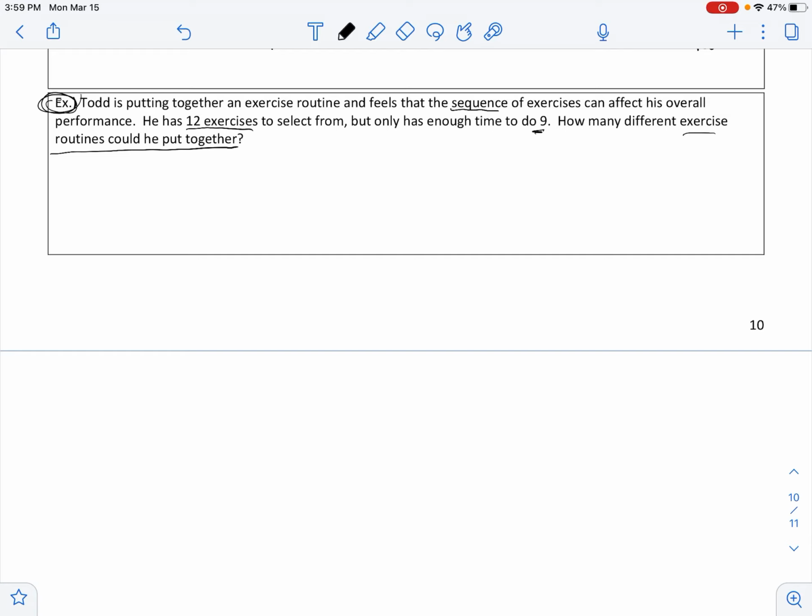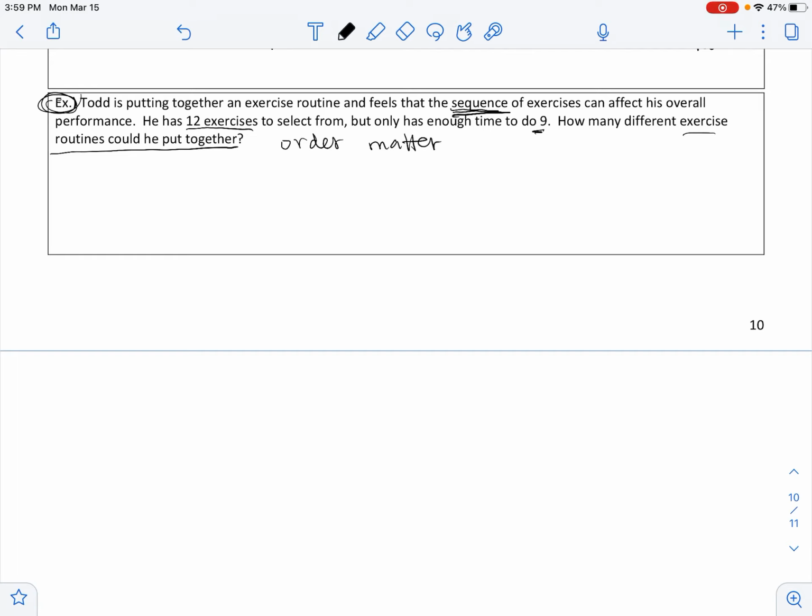First of all, I want you to notice that this problem does not say anything about probability. It's asking for how many routines we can come up with. So I want you to first realize that your answer would be a large value. It's not going to be a small value, like probabilities are between 0 and 1. And since he believes that there's a special sequence of exercises that can affect his overall performance, this exercise routine would change depending on the order. And so we're going to say that Todd believes that order for his working out is going to matter.